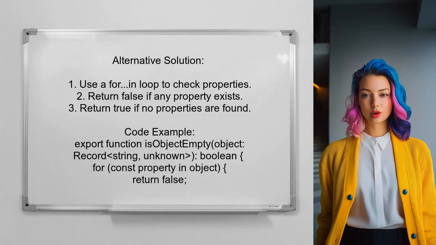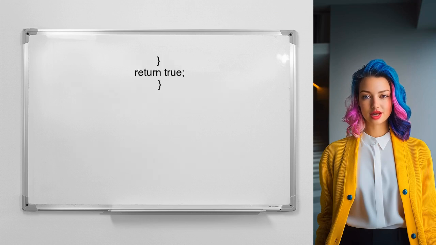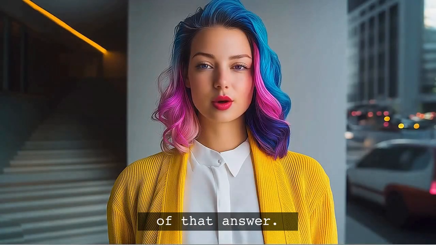Now let's look at the answers provided by other users. An alternative approach to check if an object is empty is provided by another user. They suggest using a for-in loop, which is efficient because it immediately returns false if any enumerable property is found. If no properties are found, it returns true, indicating the object is empty. That's the end of that answer.